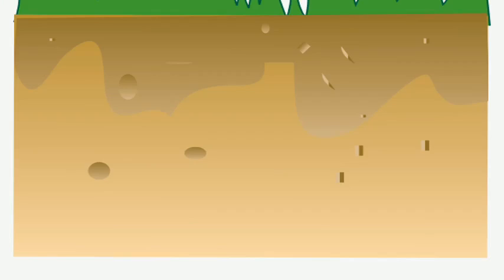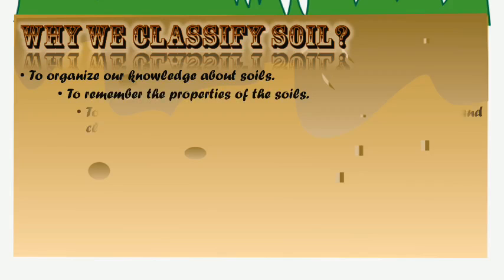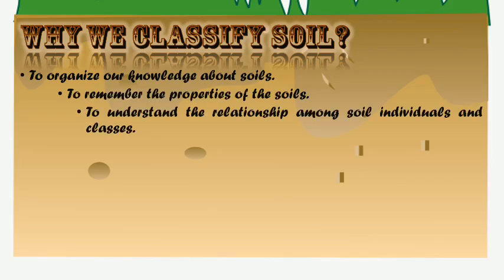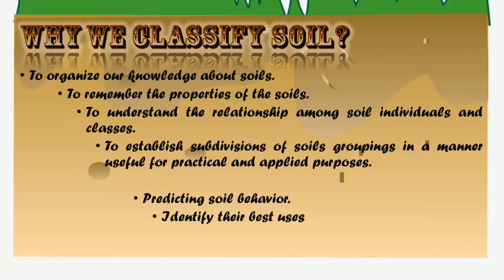Let's identify the reasons why we classify soils. The first one is to organize our knowledge about soils. Second, to remember the properties of the soils. Third, to understand the relationship among soil individuals and classes. Fourth, to establish subdivisions of soils grouped in a manner useful for practical and applied purposes, such as predicting soil behavior, identifying their best uses, and estimating their productivity.